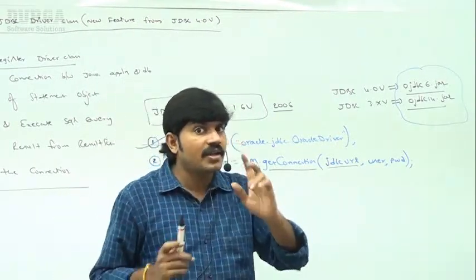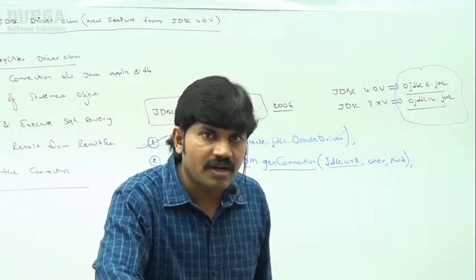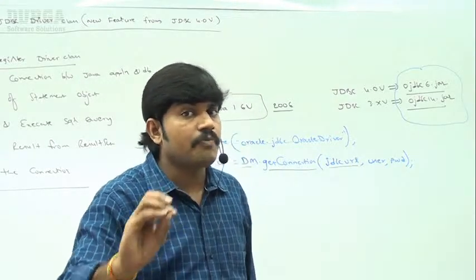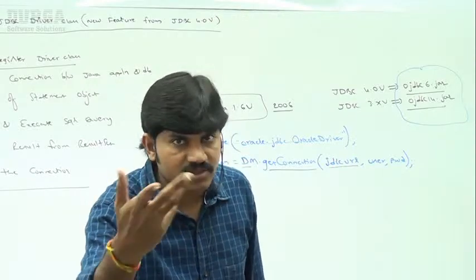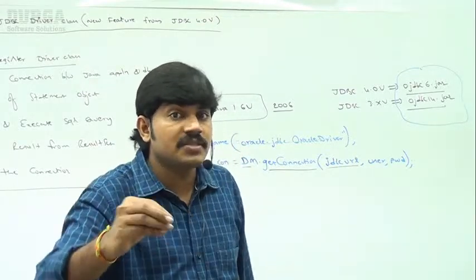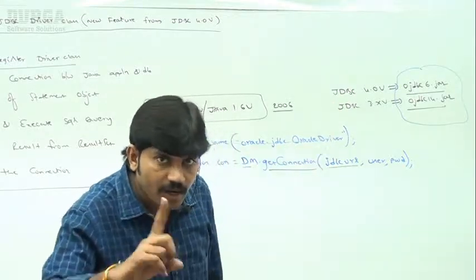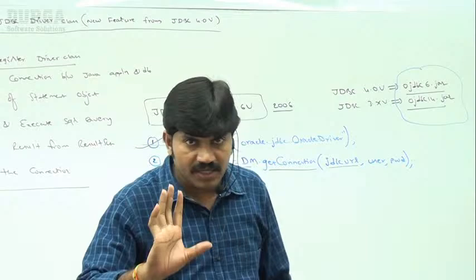Just take very special care. Two jar files are available. What is the first jar file? OJDBC14.jar, which is JDBC 3.x, where auto loading is not there. But the second one, OJDBC6.jar, which is based on the JDBC 4.0 version, where auto loading is available. Clear for all of you?